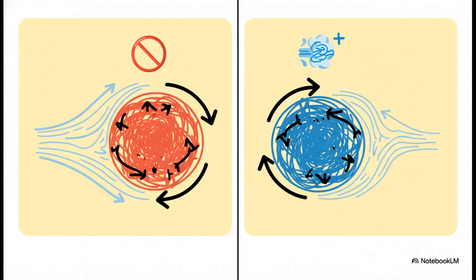So on one side, you have the prograde vortices. These guys spin with the main flow, kind of like a wheel rolling forward. They actually act like a barrier, pushing the calm fluid away and shutting down mixing. Then you've got the retrograde vortices. These are our heroes.